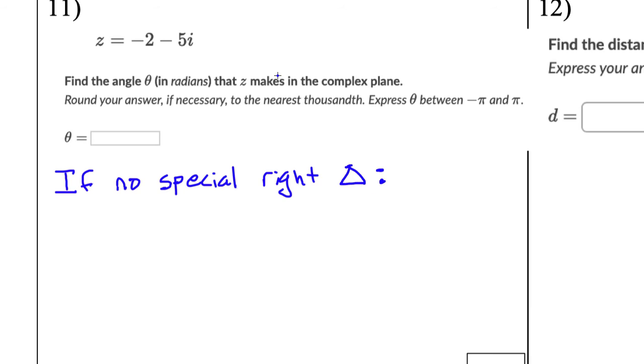Then you're going to do the following. This is not a special right triangle because I don't see square root of 3, 2, 1, stuff like that. Then I'm going to do the following: you take the arctangent of the imaginary component divided by the real component.